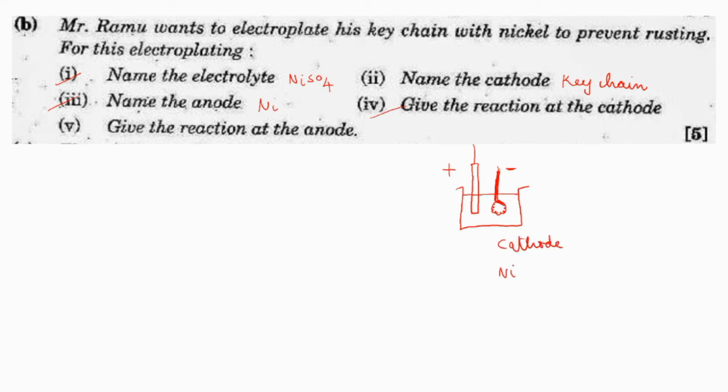So anode is nickel. Give the reaction taking place at the cathode. What will be the reaction taking place at the cathode? Ni2+ ion will be moving towards the cathode and it will accept 2 electrons and get deposited as nickel metal. And give the reaction at the anode, they are asking. What will be the reaction taking place at the anode? SO4 2- ion also will be present. OH- ion also will be present in the solution. But both of them will not get a chance to get discharged. What is the reason? This time we have connected an active metal electrode to the positive terminal of a battery. So compared to all these ions, metal will have more tendency to give away electrons. So nickel will give away 2 electrons and come into the solution as Ni2+ ion.